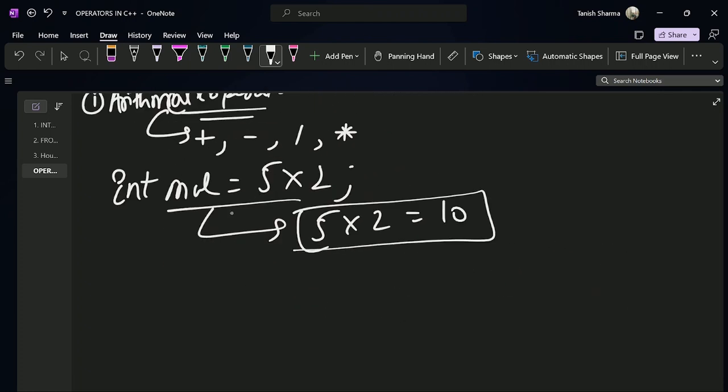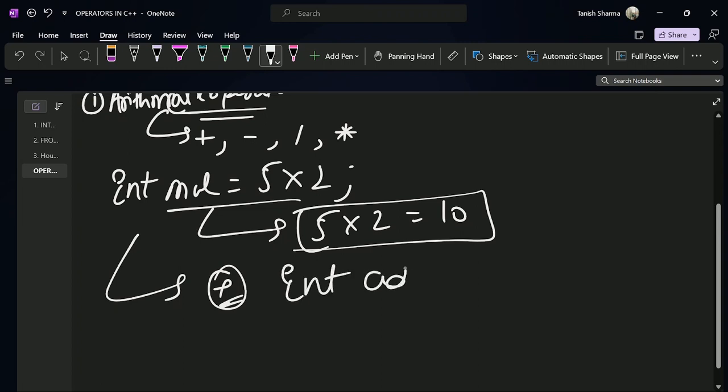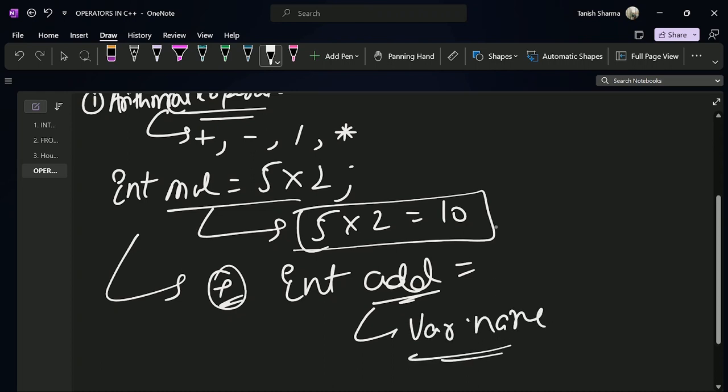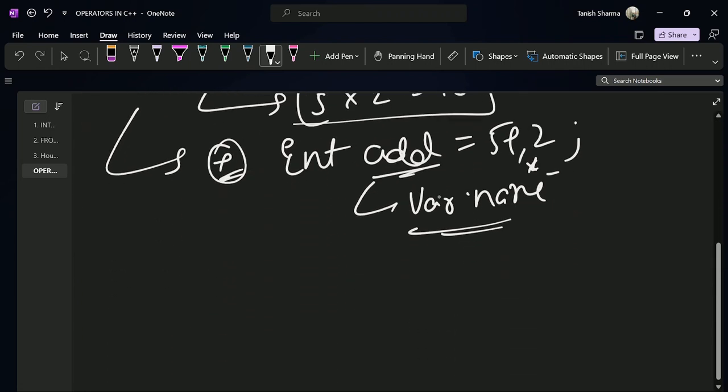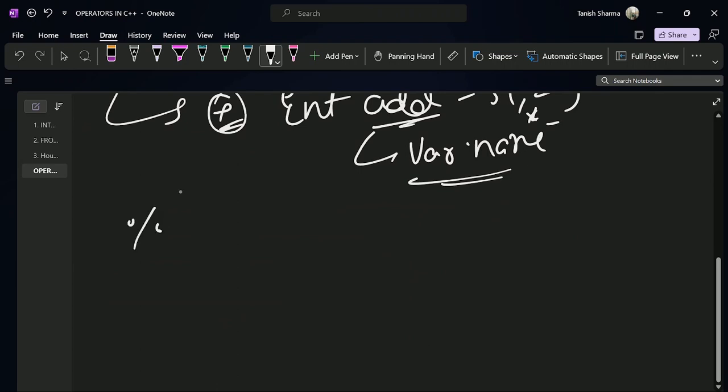So it's pretty easy stuff. Similarly, if you want to do a plus operation, how will you do it? You will definitely go, like add, this is the variable name that I am taking here, equals 5 plus 2. Same for divide, multiply, and minus. But now here you will see that there is one more operator that looks like a percentage sign, but actually this is the modulo operator.